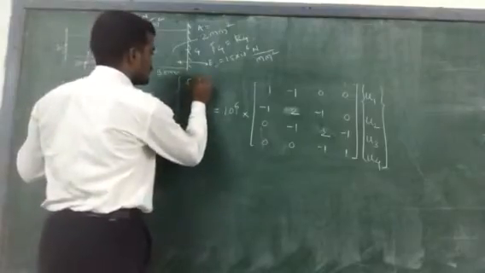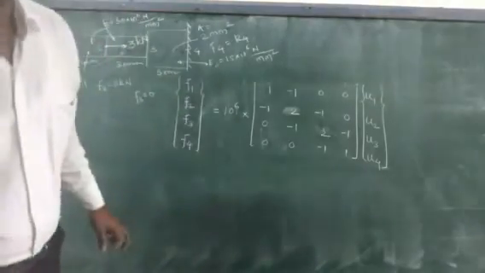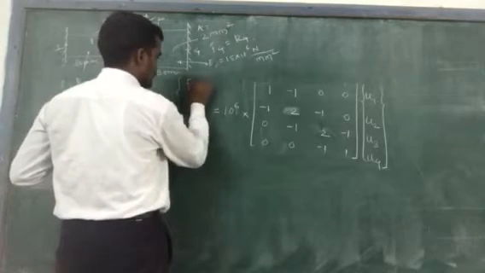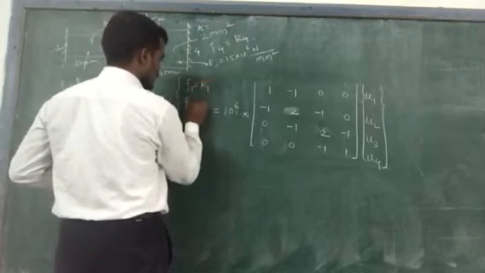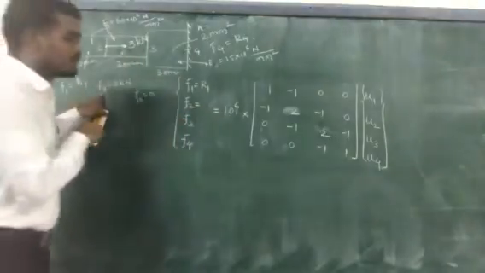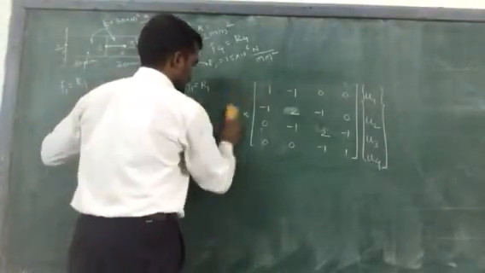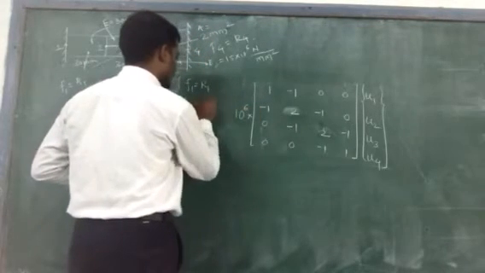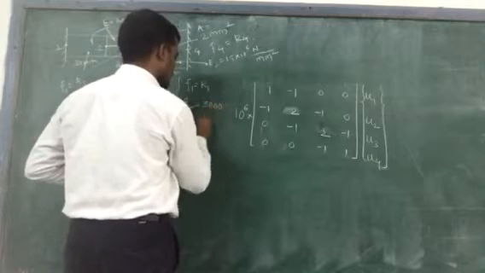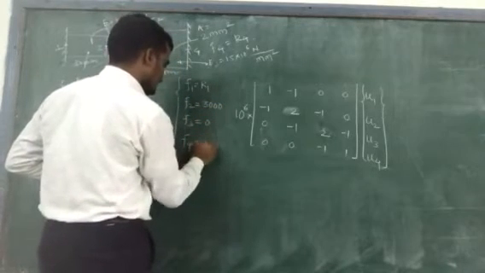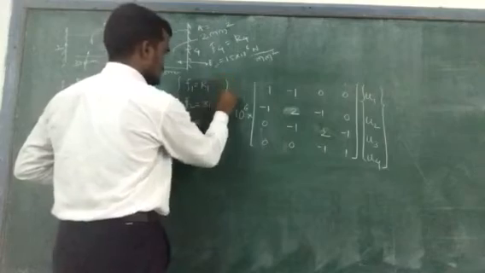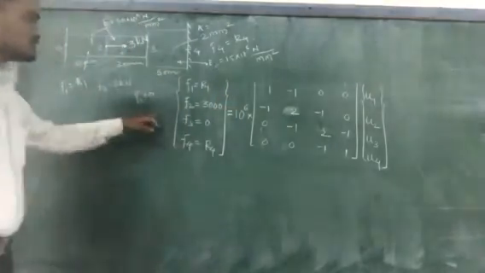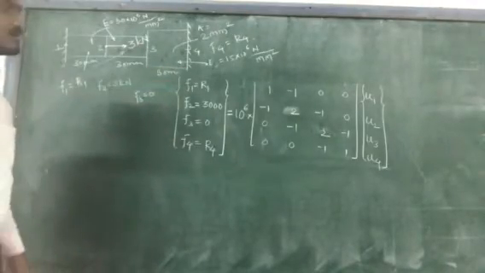So in this way your boundary condition for the nodal force vector will become: F1 is equal to R1, F2 is equal to 3 kN, that is 3000 newton, F3 is equal to 0 and F4 is equal to R4. So this is the boundary condition for the force. Similarly, apply the boundary condition for the displacement vector.